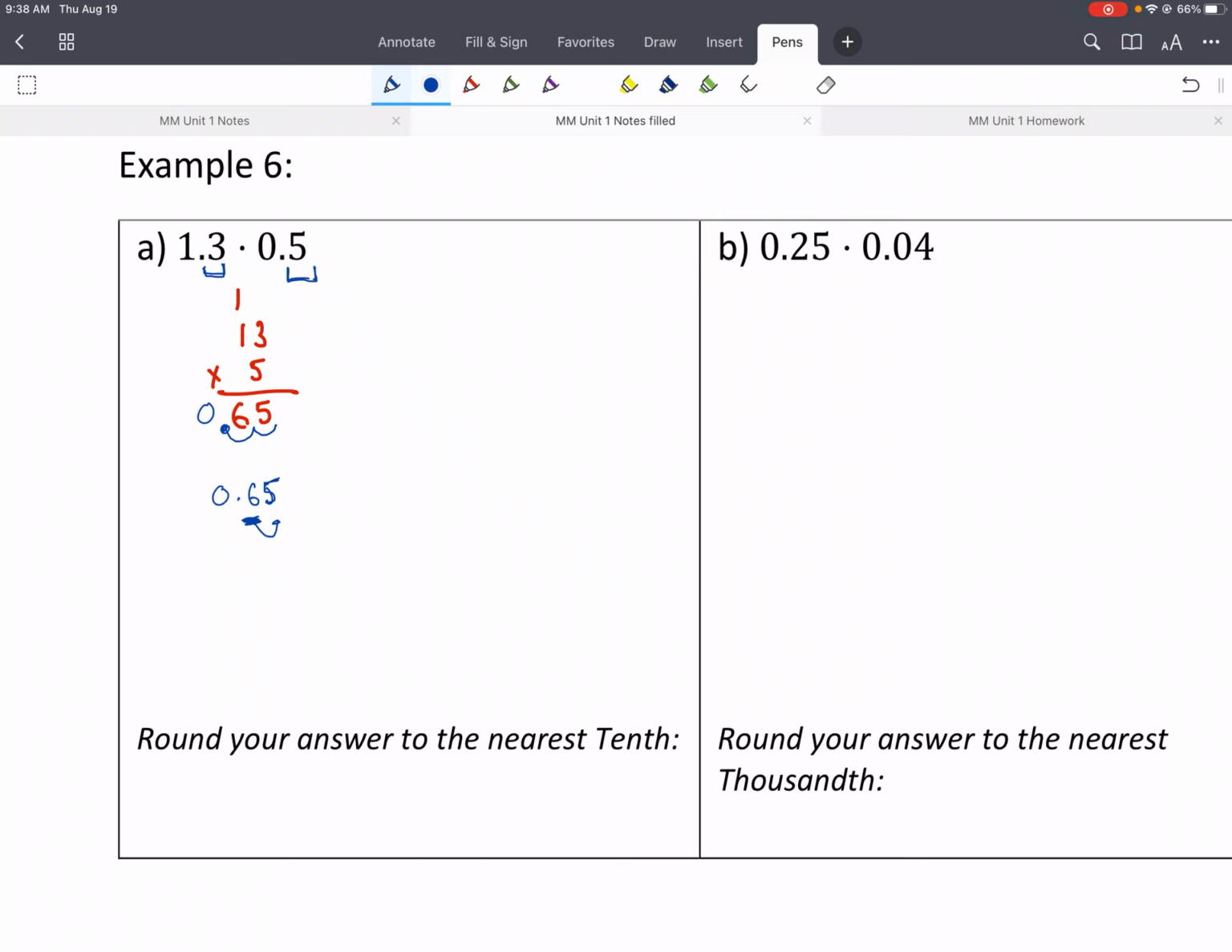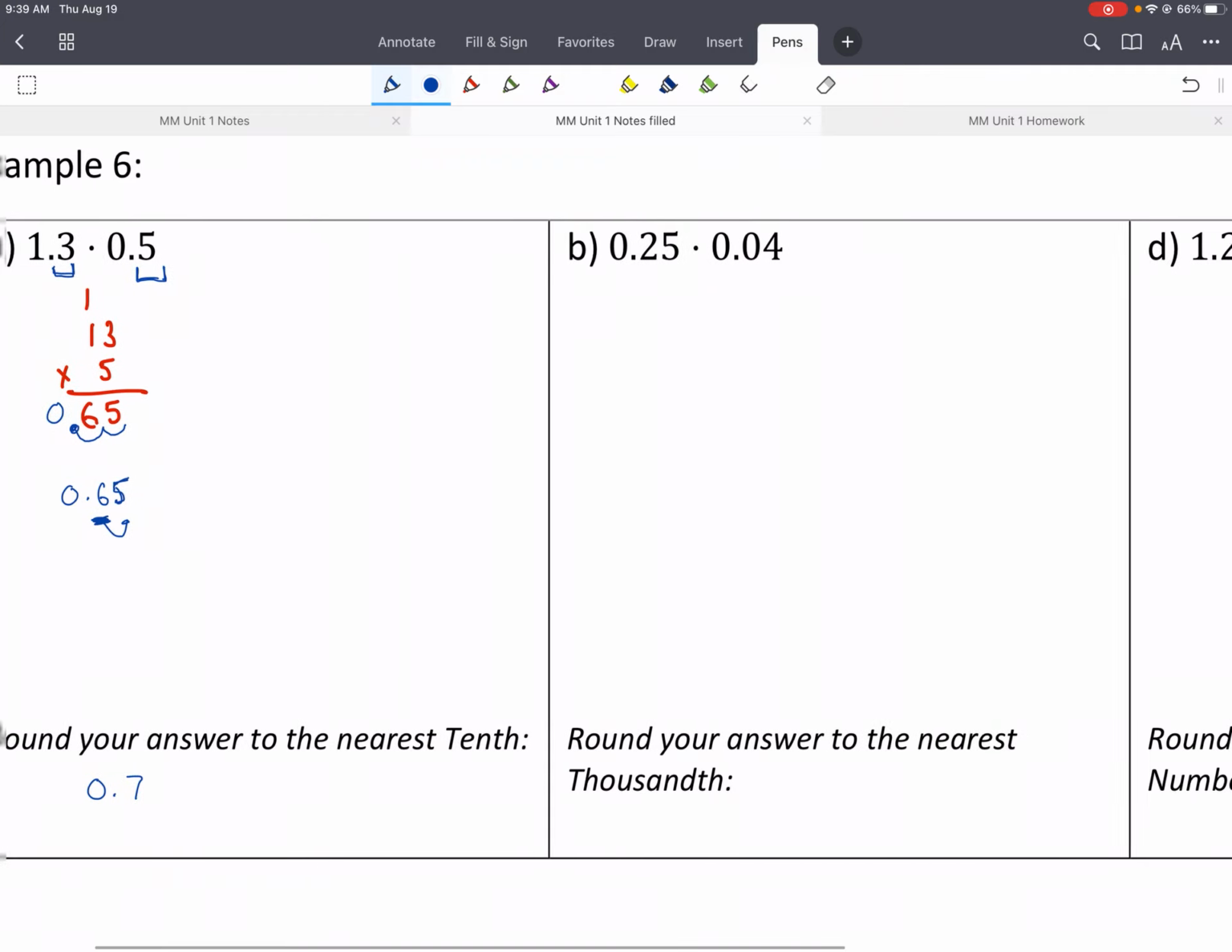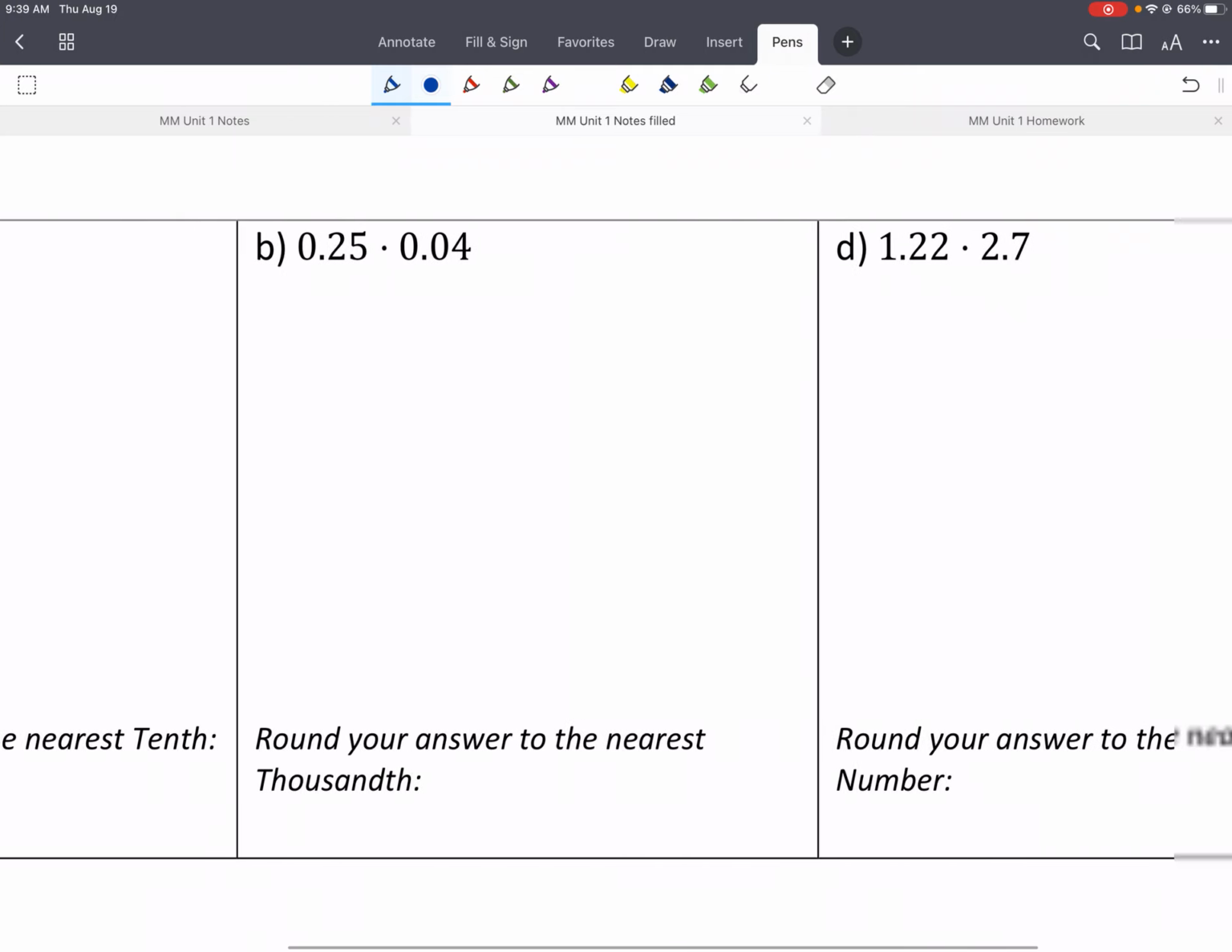So 0.65 is closer to 0.7 than it is to 0.6. And really it's kind of right in the middle, but just for convention, we will always round up if we look to the right and it's a 5. So we got 0.7. All right, check it with your calculators for all your homeworks, please.